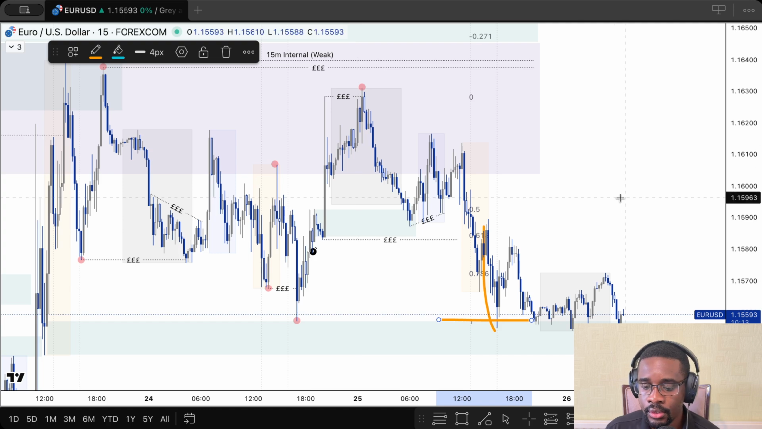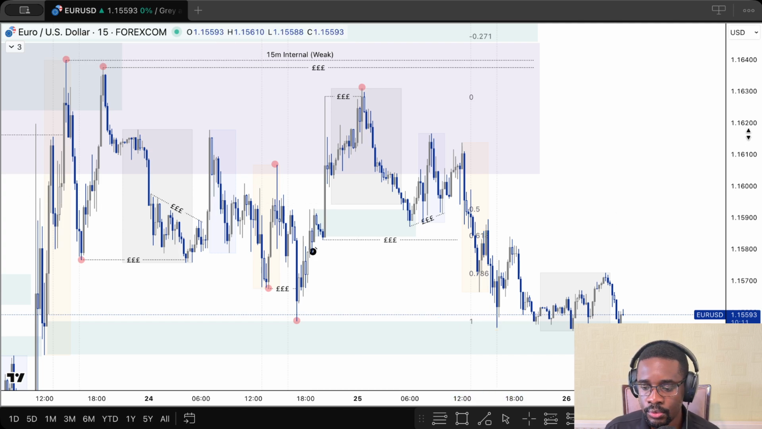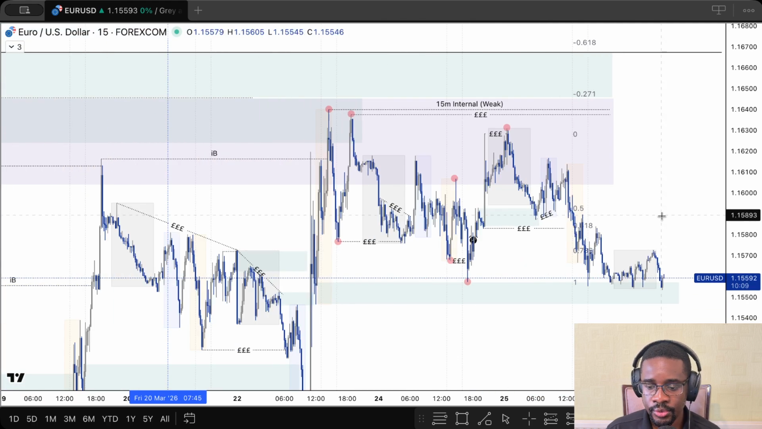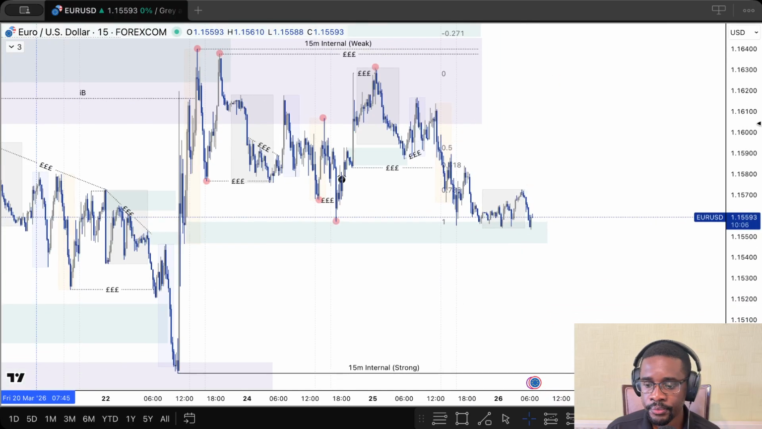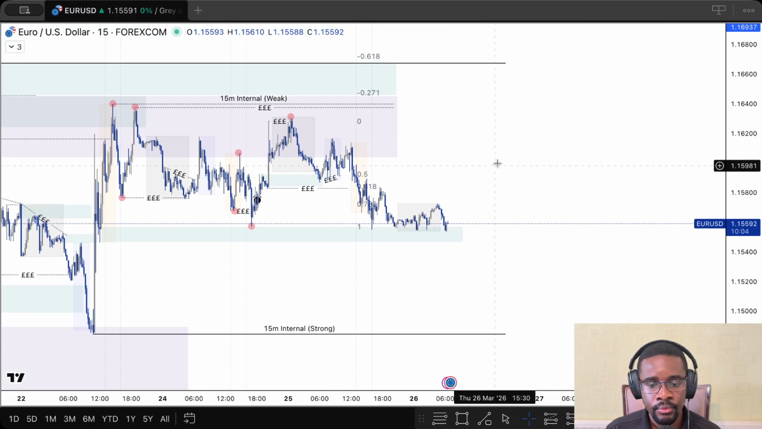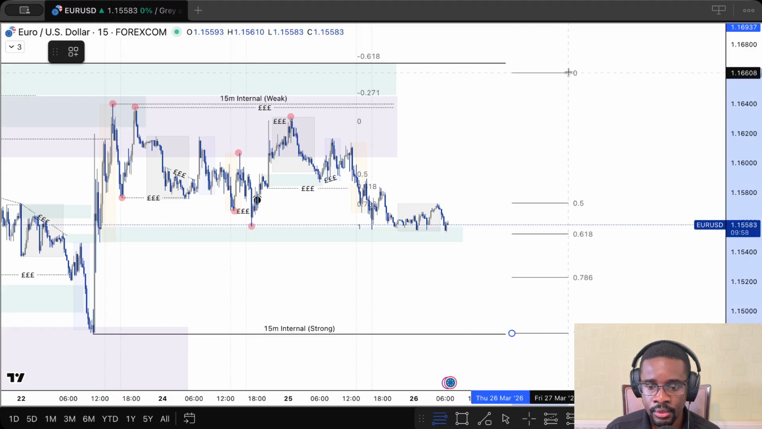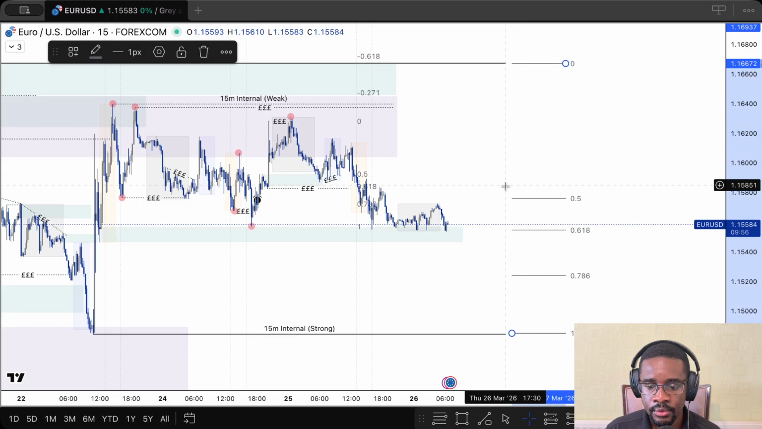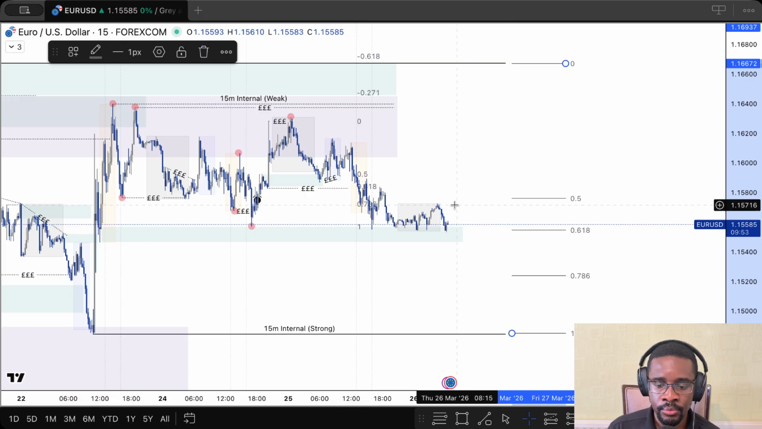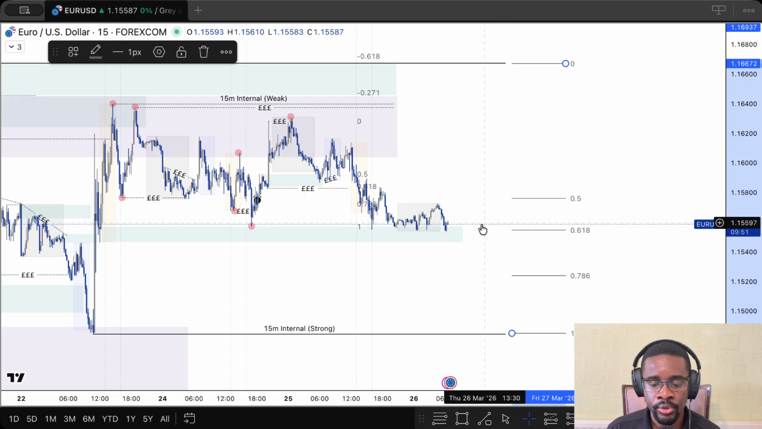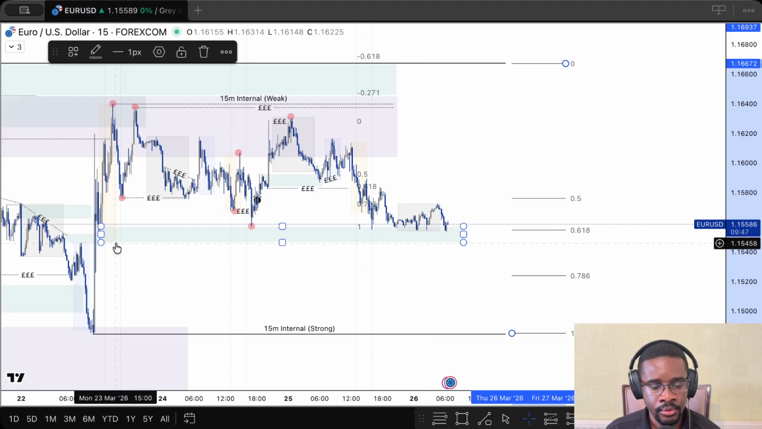Within the overall swing range, we've just gone below equilibrium and just mitigated into discount. Into discount.